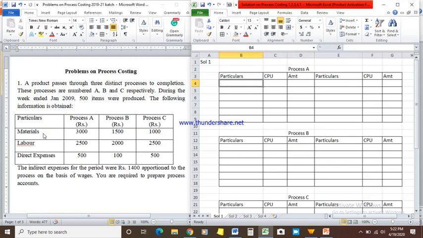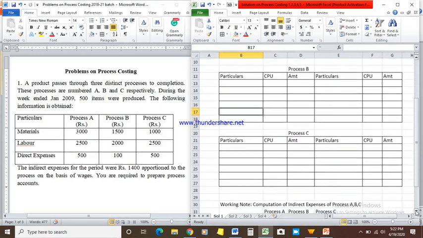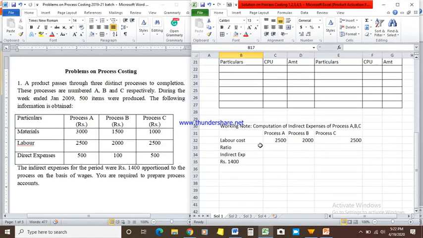To begin with, material, labor, direct expenses for process A is given. But before we actually start doing it, we need to understand there is one small working note. Indirect expenses for the period is 1400. Since this amount needs to be apportioned between all the three processes, I will do it with one working note. So let's do one small working note, that is computation of indirect expense of process A, B and C.